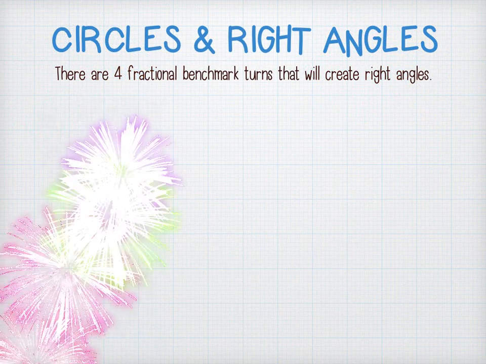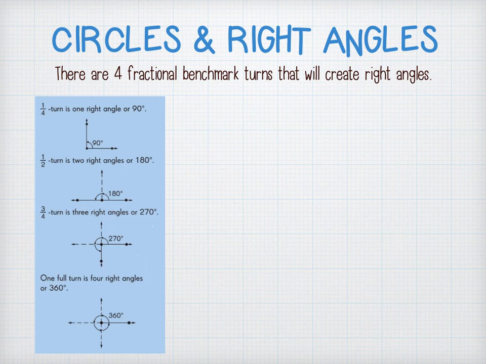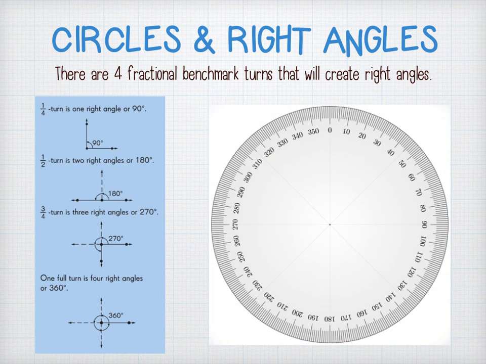Circles and right angles. There are 4 fractional benchmark turns that will create right angles, and let's explore them now. Let's begin with 1/4 of a turn. When you create 1/4 of a turn within a circle, you are creating one right angle, or 90 degrees. So we could say that 1/4 of a circle measures 90 degrees.